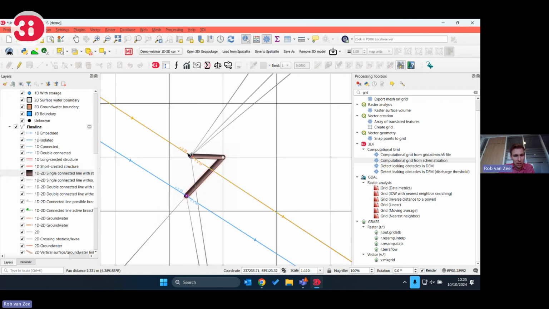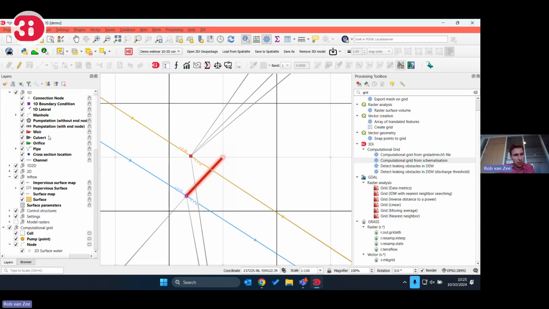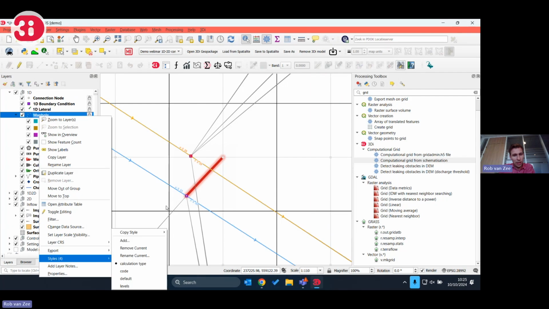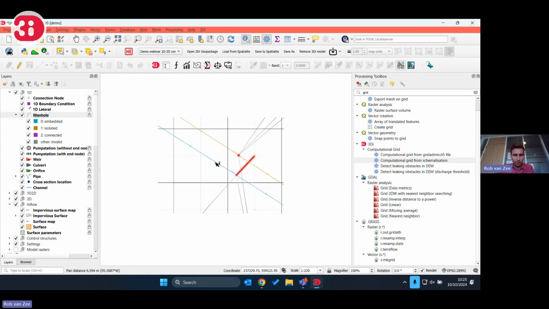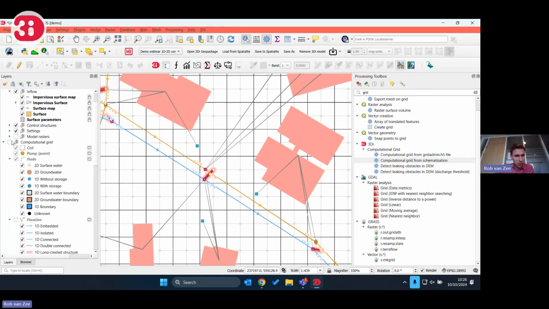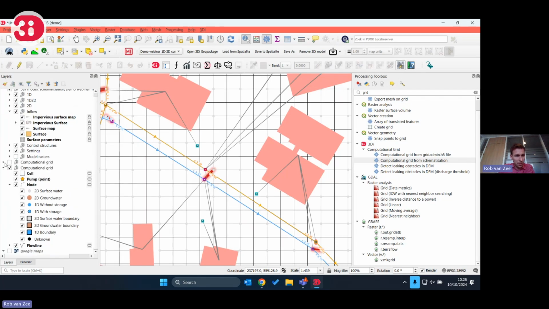And that's all because I changed the calculation type of this manhole to connected. Okay, so now I've shown you what it actually means to the grids.